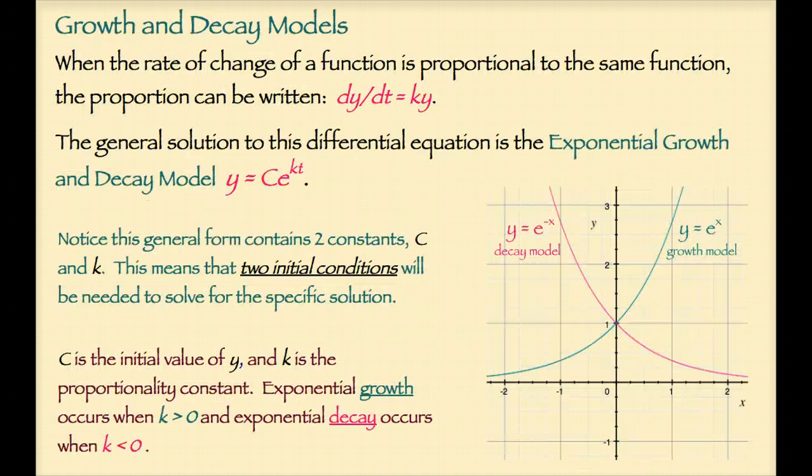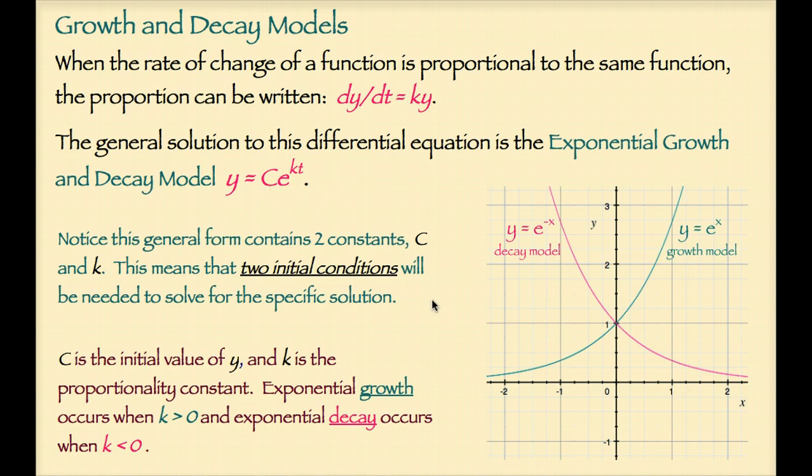Here we have a specific application of the exponential function, growth and decay models. When the rate of change of a function is proportional to the same function, the proportion can be written dy dt, which is the rate of change of the function, equals ky, the constant of proportionality, times the original function. The general solution to this differential equation is the exponential growth and decay model, y equals c e to the kt.